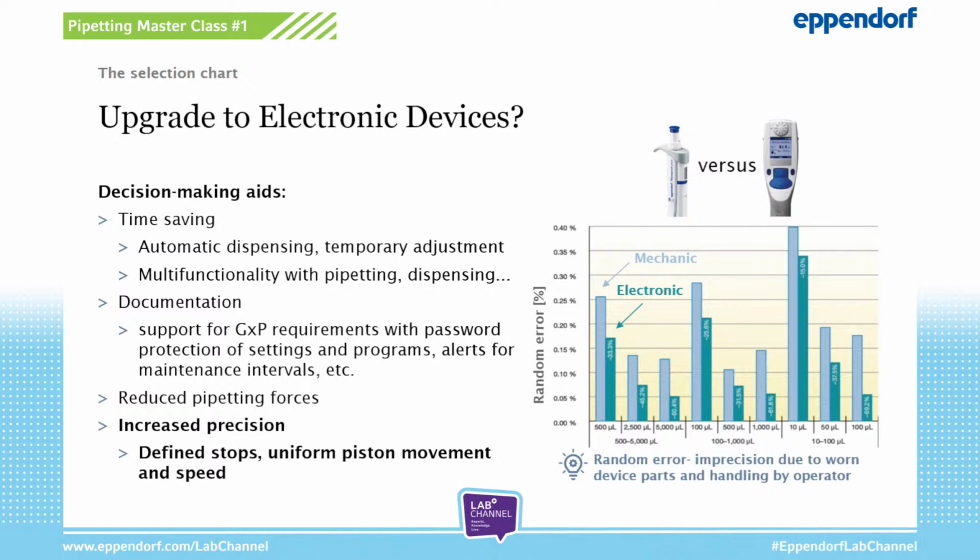And what is the reason for this? It's quite easy because the electronic system specifies the defined stops, uniform piston movement, and the uniform speed. And this is something which has an impact on reproducibility of data.